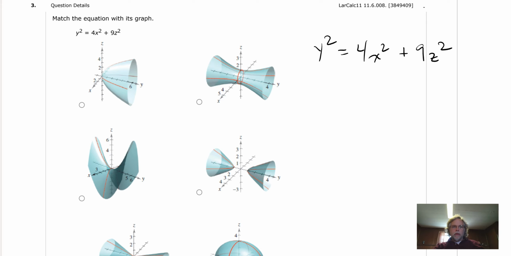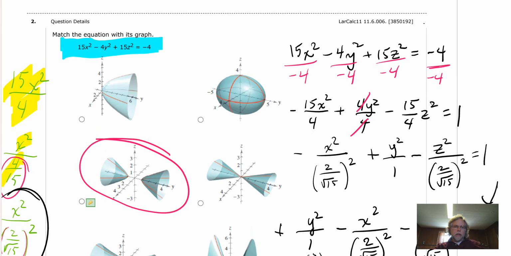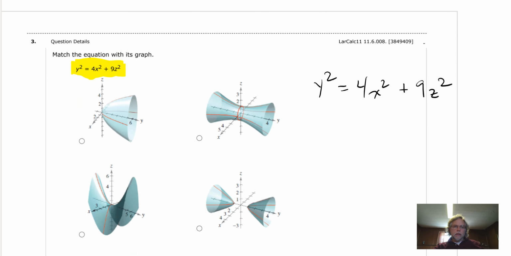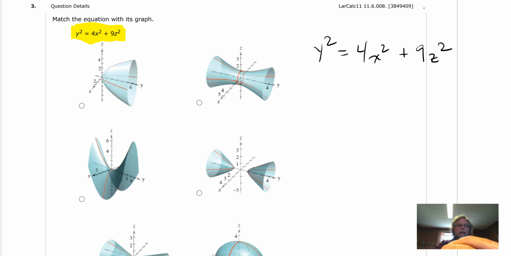Now our third question here is this particular equation, y equals 4x squared plus 9z squared. It's a little bit different because in the previous one, starting out, there was an equal to negative 4, a term without a variable. But in this one, that doesn't exist. Each term contains a variable. So for that reason, this is going to be equal to 0. We want to rewrite it so it's equal to 0: y squared minus 4x squared minus 9z squared equals 0.